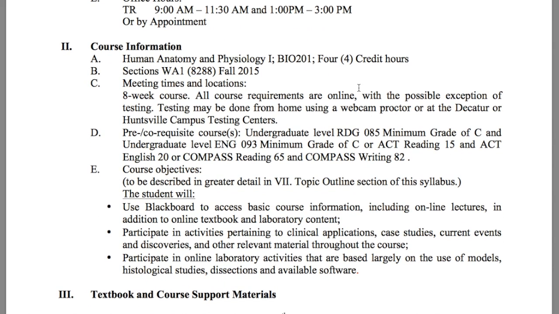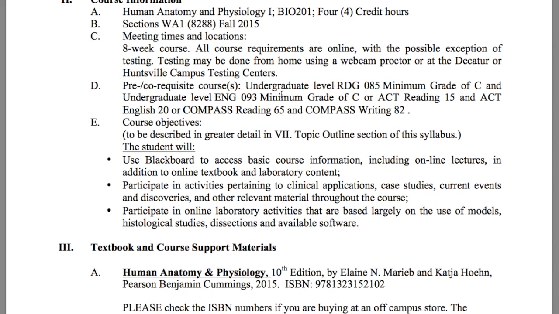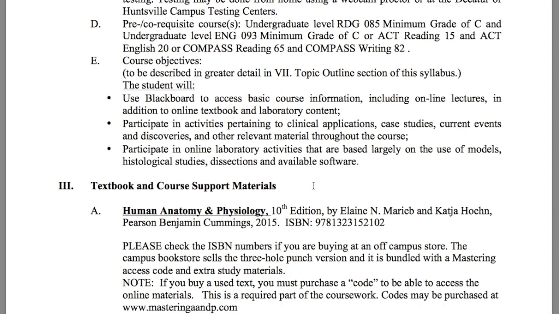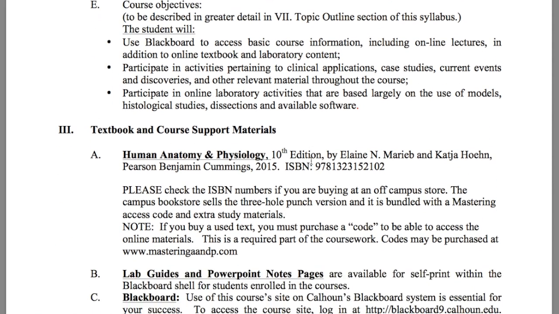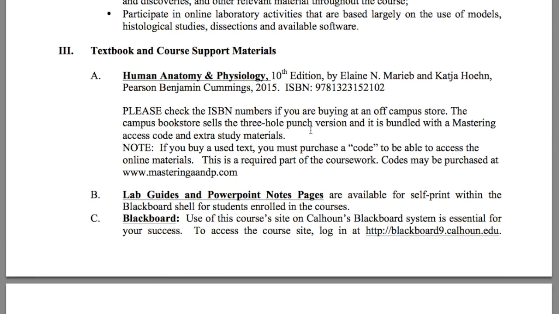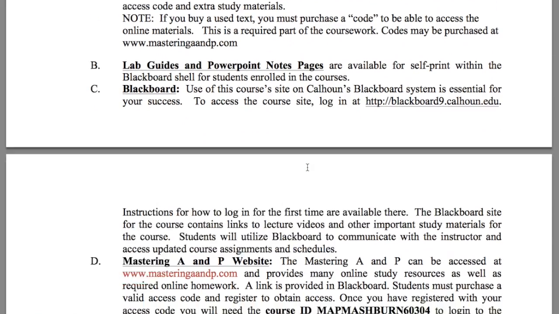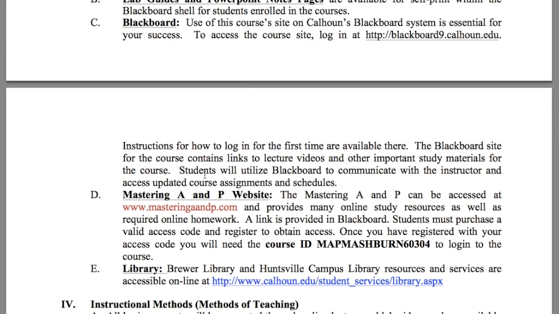This is the course information. It tells you what your section number is and how often we meet and what the prerequisites are. So again, you guys can read, so I won't read it all to you. It tells you what your book is. You don't have to buy PowerPoint notes or lab guide. Everything is in Blackboard for you. So once you've purchased the book, that's all you have to do. Everything you need is in Blackboard or on the Mastering A&P website.